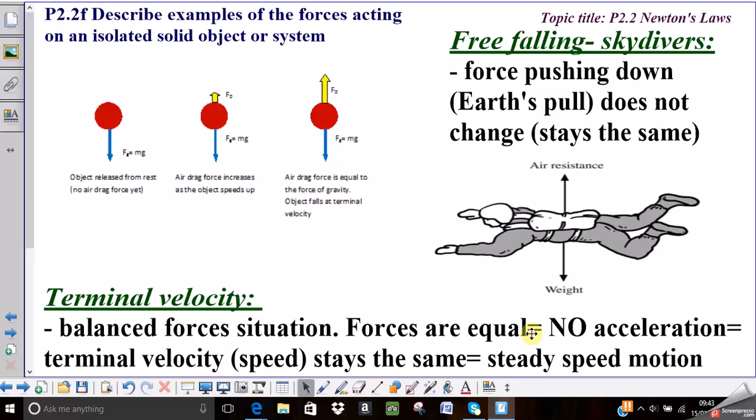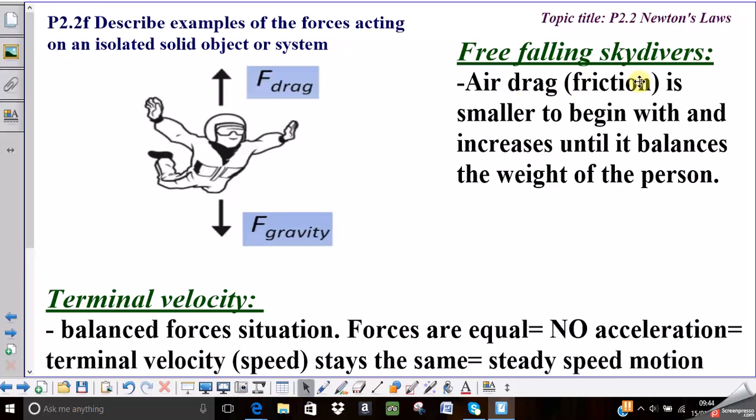When the forces are equal, there's no acceleration, so the skydiver is not going to be able to go faster. The terminal velocity is reached already. The speed stays the same. That is a steady speed motion. From this moment on, these two arrows stay the same up to the point where the parachute opens. We see that the blue arrow, the force pushing down, the Earth's pull, doesn't change. The only thing that changes is the yellow arrow, the air drag.